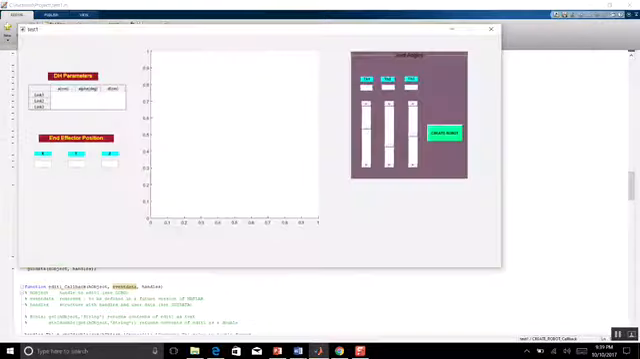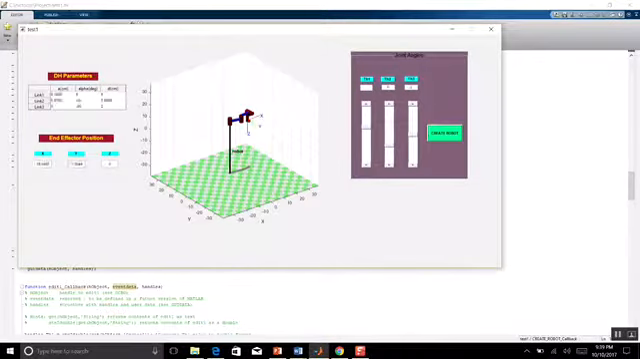When we run our program, we get the graphical user interface. These are the DH parameters, the end effector position x, y and z. There are three sliders for three joint angles. As we move the slider, you can observe there's a change in the robot as well as a change in the x, y and z position.